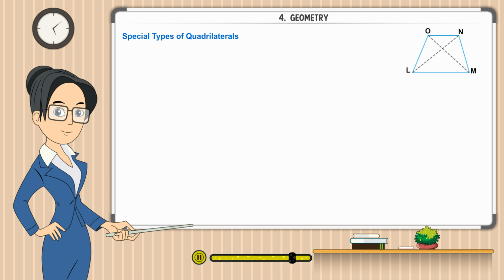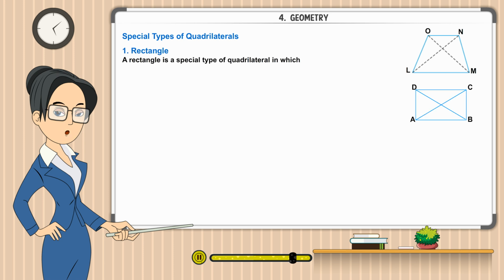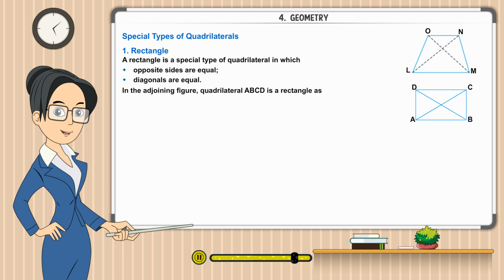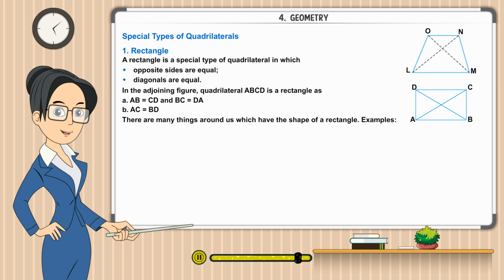Special types of quadrilaterals. Rectangle. A rectangle is a special type of quadrilateral in which opposite sides are equal, diagonals are equal. In the adjoining figure, quadrilateral ABCD is a rectangle, as AB is equal to CD and BC is equal to DA. AC is equal to BD. There are many things around us which have the shape of a rectangle. Examples: each page of a notebook and a playing card have the shape of a rectangle.